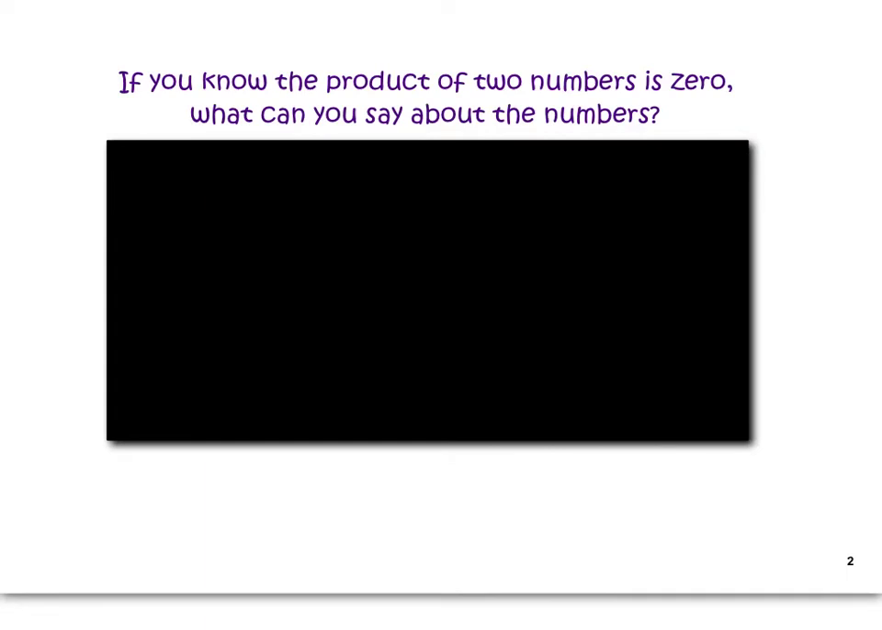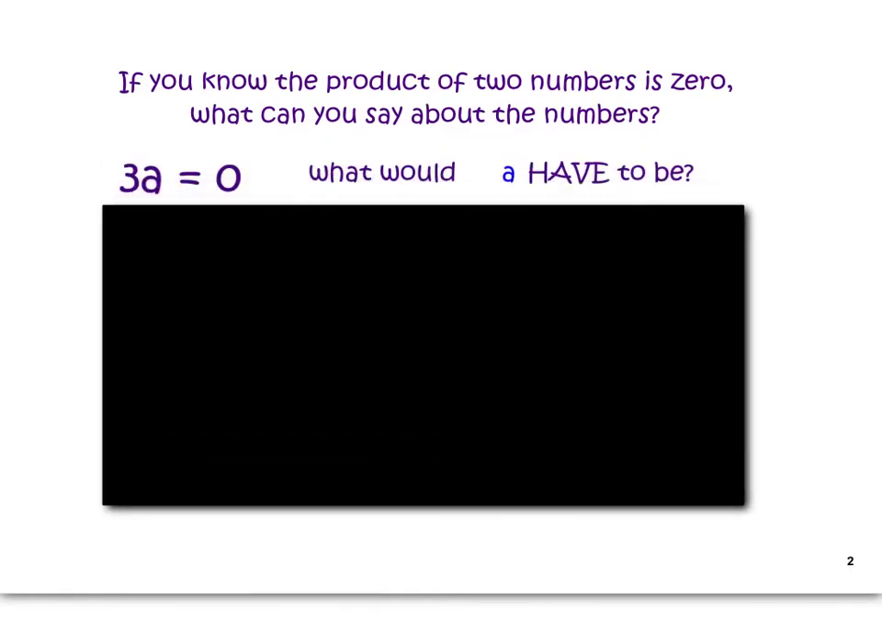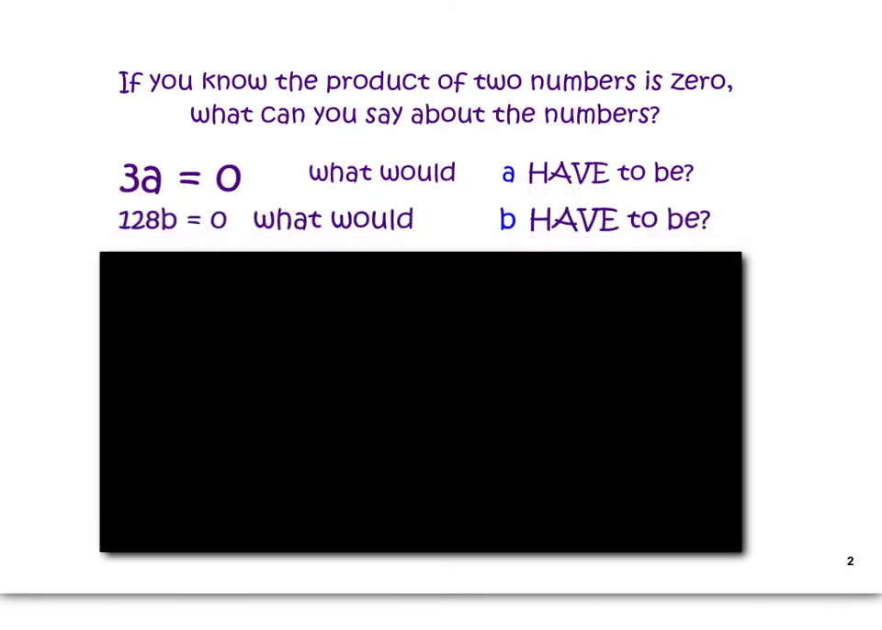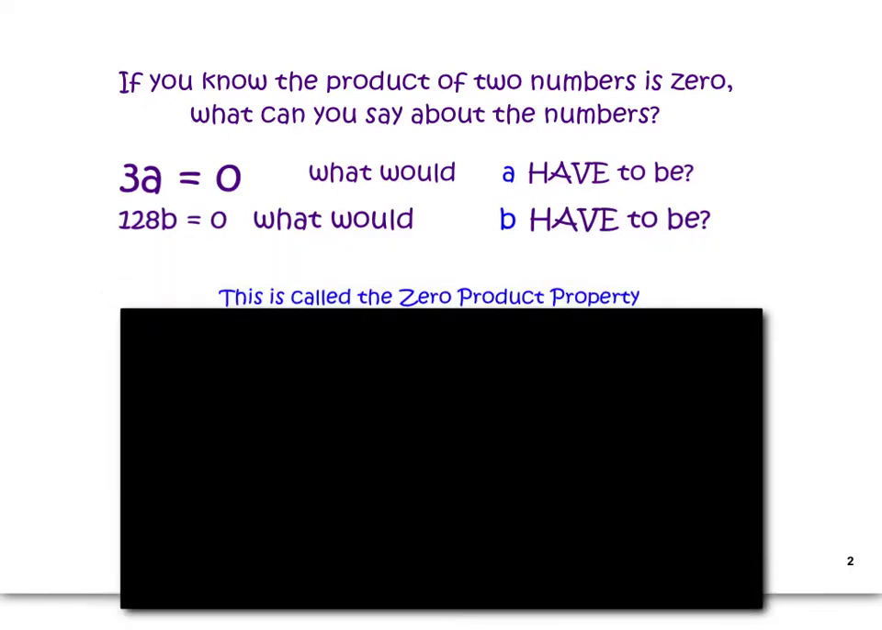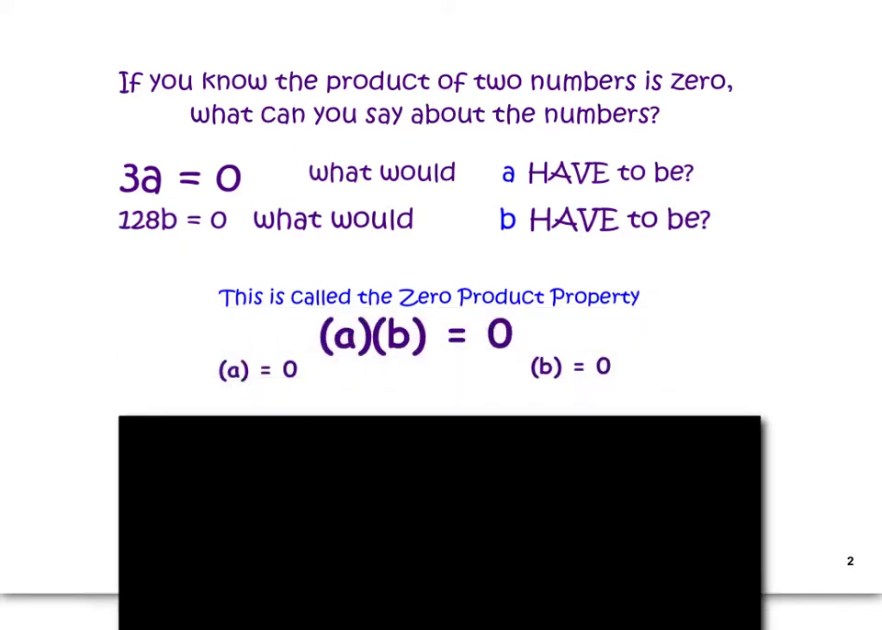Alright, so first things first. If you know the product of two numbers is 0, what do we know about the two numbers? So, for example, if 3 times a is 0, what do you know about a? And similarly, if 128 times b equals 0, what is b? The zero product property tells us that if you have one number and another number multiplied to equal 0, then a equals 0, or b equals 0, or both.